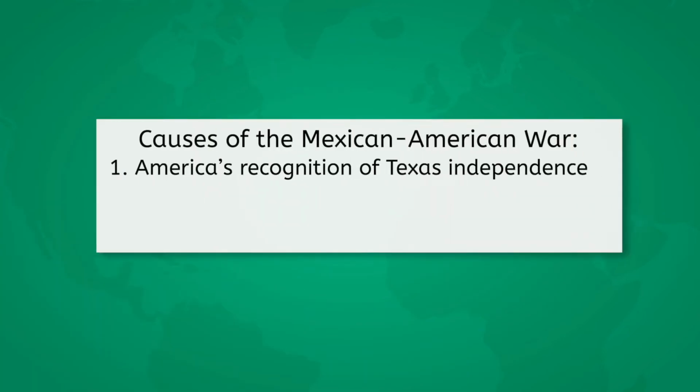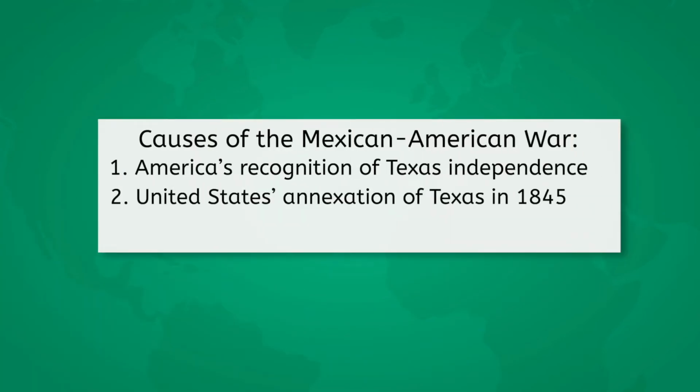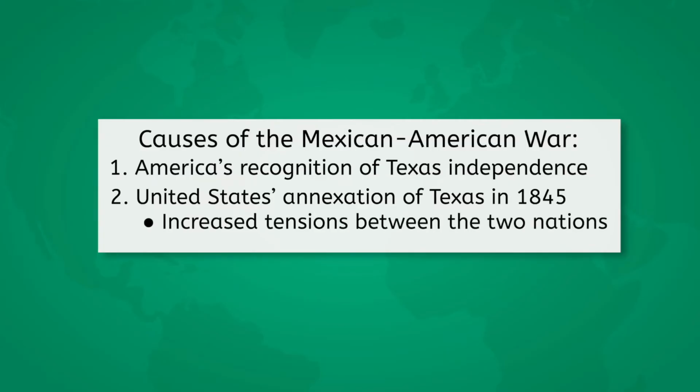Here we go again. The second cause of the Mexican-American War was the United States annexation of Texas in 1845 because it increased tensions between the two nations. Why? Well, the United States tried to buy Texas from Mexico decades earlier, making annexation seem planned. This was a slap in the face for Mexico, and Mexico knew America wanted California, so Mexico had to take a stand, contributing to the third cause of the war.